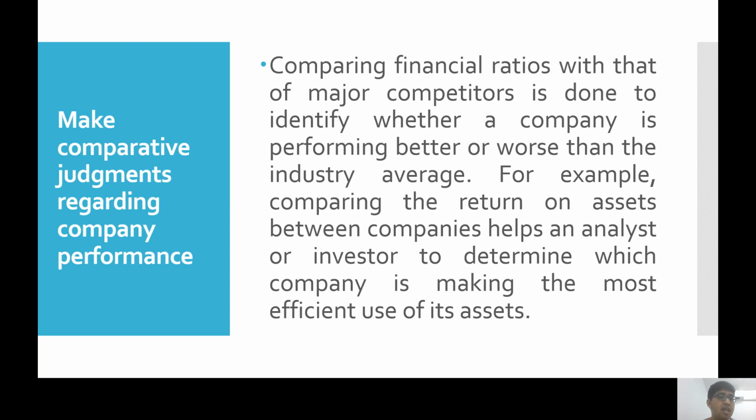Next, we make comparative judgments regarding company performance. Comparing financial ratios with those of major competitors is done to identify whether a company is performing better or worse than the industry average. So for example, comparing the return on assets between companies helps an analyst or investor to determine which company is making the most efficient use of its assets.